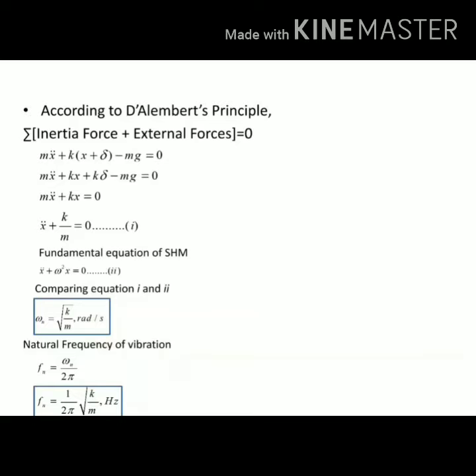Then natural frequency of vibration is denoted by f suffix n is equal to omega n by 2 pi. We can write fn is equal to 1 by 2 pi, under root of k by m. So we get it in hertz. So the natural frequency of vibration fn is equal to 1 by 2 pi under root of k by m in hertz.